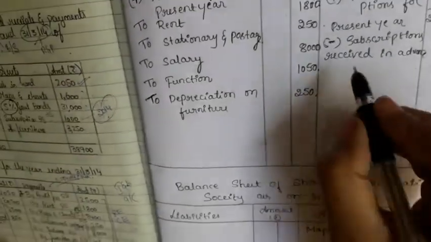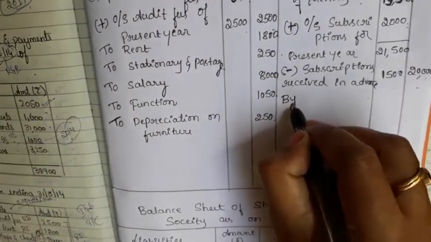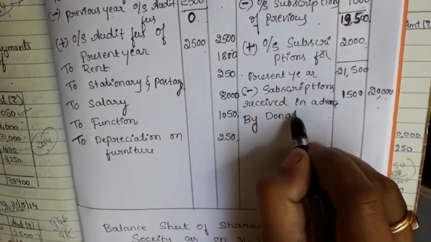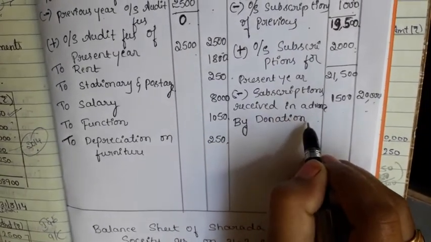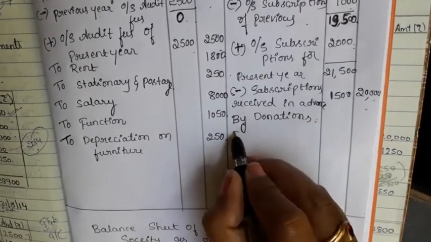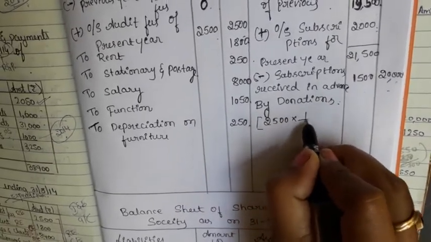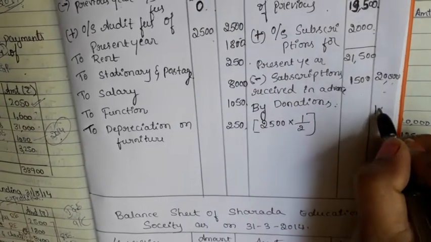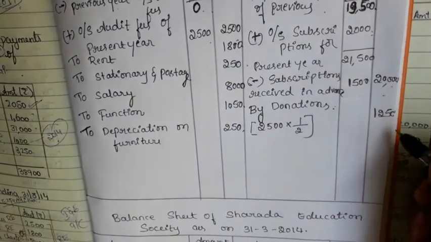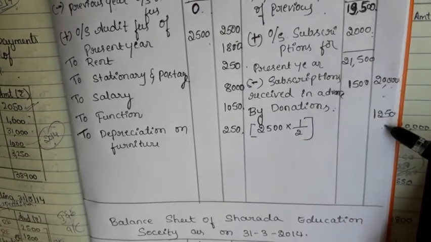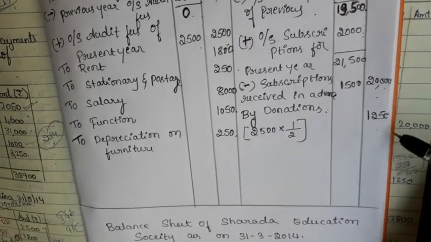Next one is donations. In the adjustment they told that half of the amount of donation should be considered as revenue and the other half should be considered as capital amount. Donation amount is rupees 2,500. Half amount means 1,250 rupees. 1,250 rupees considered as revenue receipt and remaining 1,250 rupees considered as capital receipt.